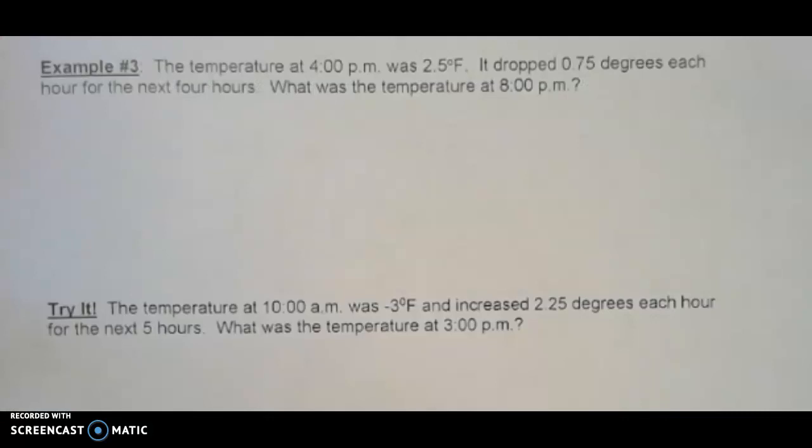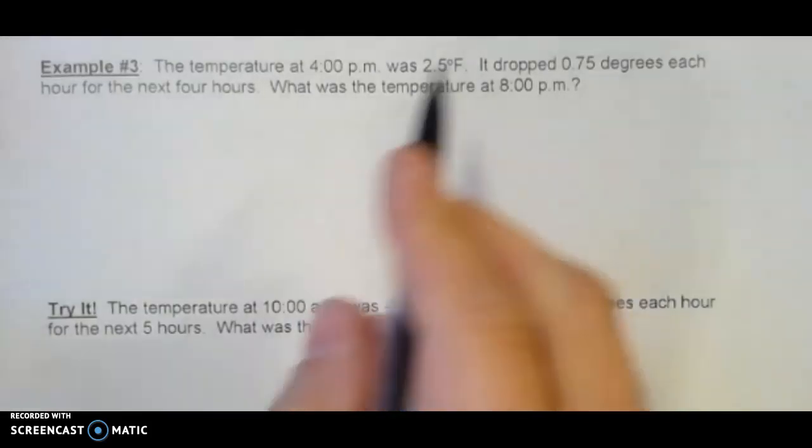Example 3 tells us that the temperature at 4 p.m. was 2.5 degrees Fahrenheit, and it dropped 75 hundredths degrees each hour for the next 4 hours. So I want to know what will be the temperature at 8 p.m. Okay, so I'm going to have to take my starting temperature, which is the 2.5 degrees.